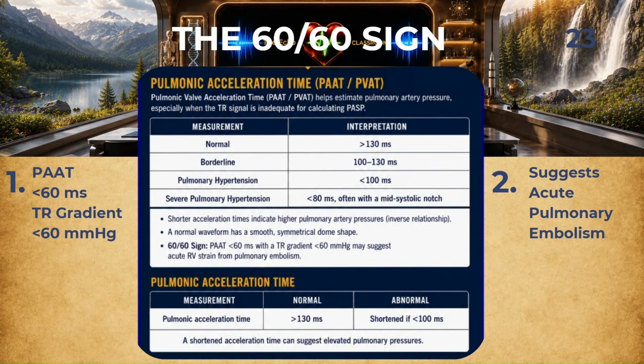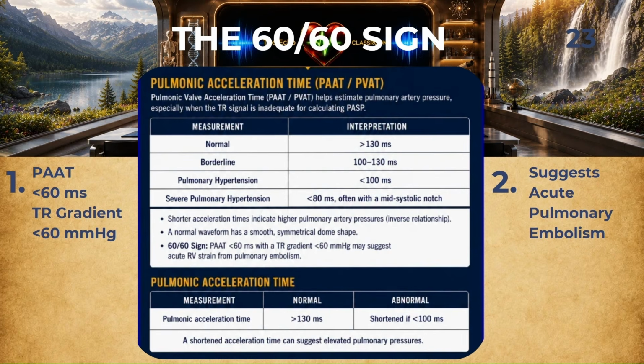The RV immediately encounters a large increase in afterload, and one of the first things we see is a markedly shortened pulmonary acceleration time. However, the right ventricle has not had time to remodel or generate the extremely high pressure often seen in chronic disease. As a result, the TR gradient may remain below 60 millimeters despite significant acute right ventricular strain. This creates the classic 60-60 pattern.